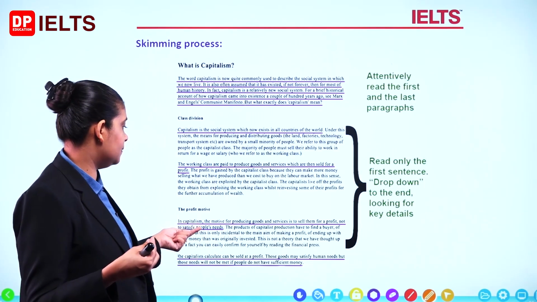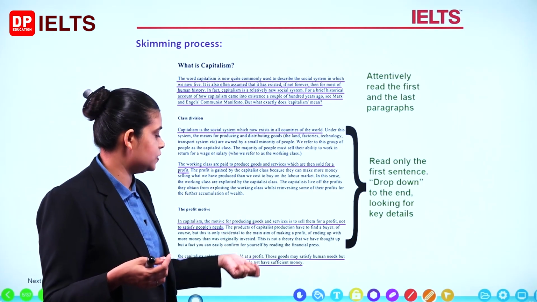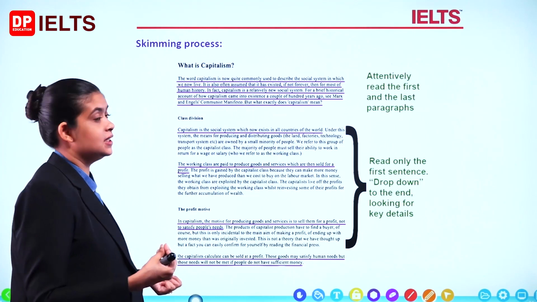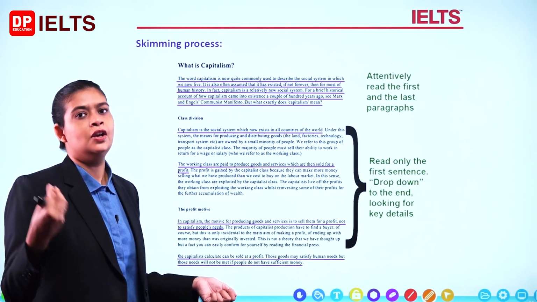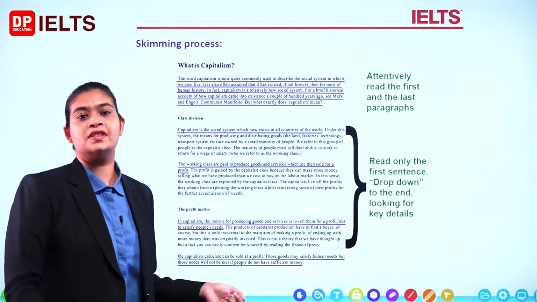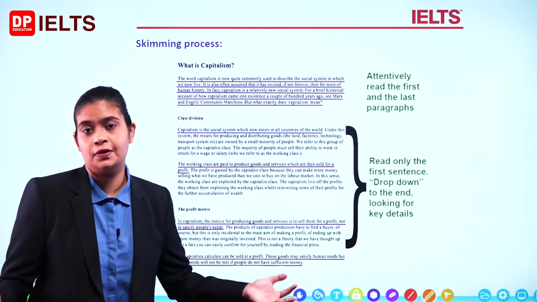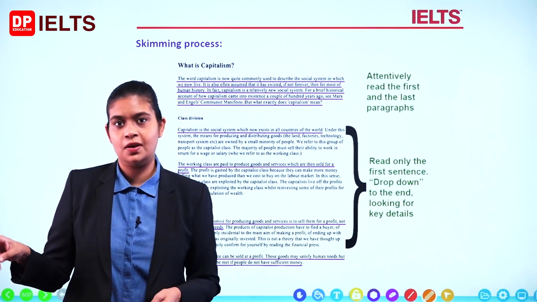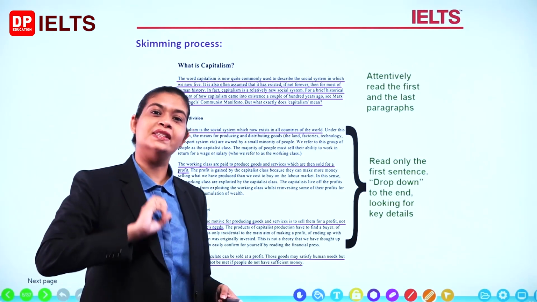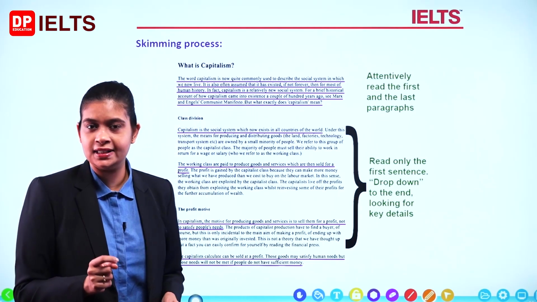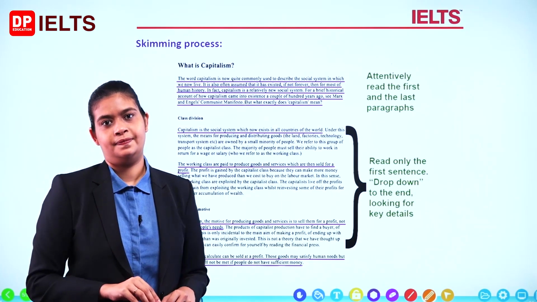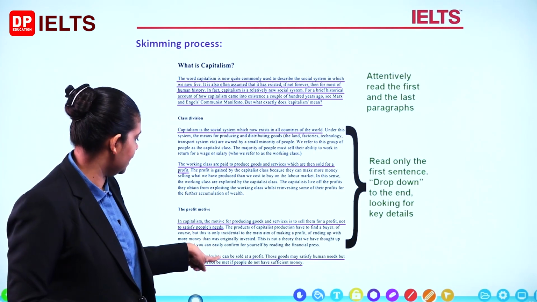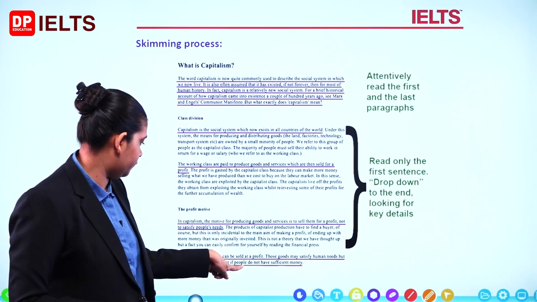In capitalism, the motive for producing goods and services is to sell them for a profit, not to satisfy people's needs. So we don't just give it free of charge to say, everyone's in hunger, let's give free food. No. Capitalism says, yes, we produce goods and services, but we sell them. And how do we sell them? With a profit. So the capitalists calculate what can be sold at a profit.